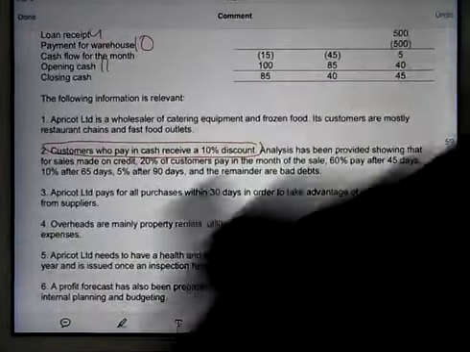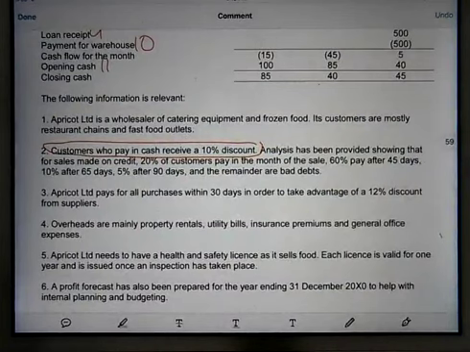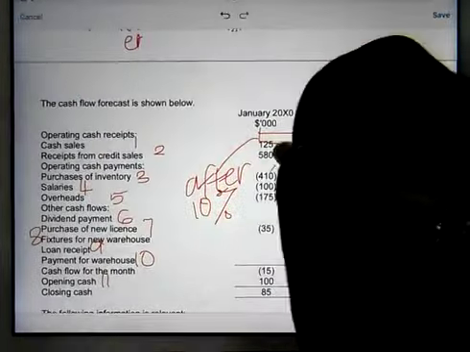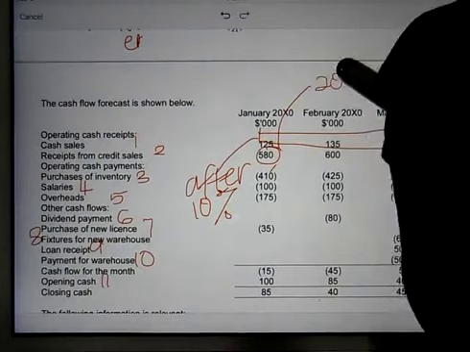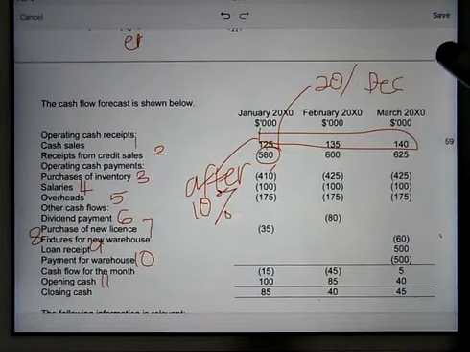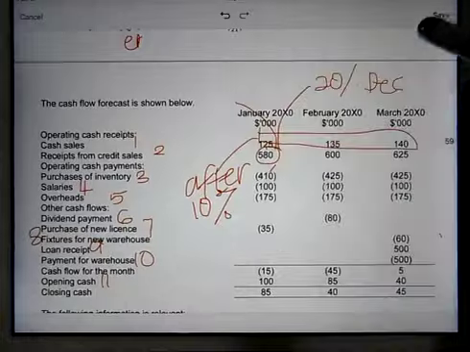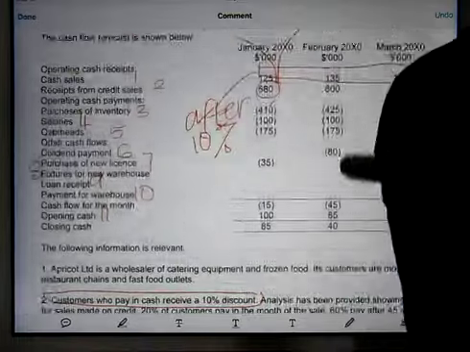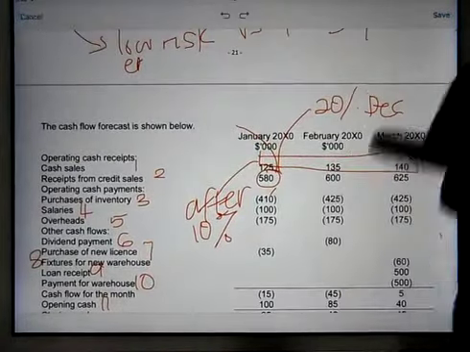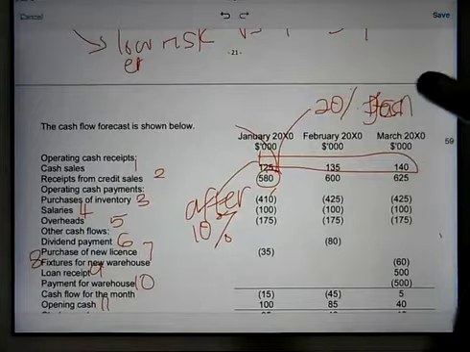Got it? Next one. Analysis has been provided showing that sales made on credit, 20% customers pay on the month of sale, 60% pay after 45 days, and 10% after 65 days, 5% after 90 days, remaining on bad debt. So basically, I can kind of prove this number. How? This number should be made up of 20% from December, right? Correct? Then 20% pay in the month of sales, so this one will be January.